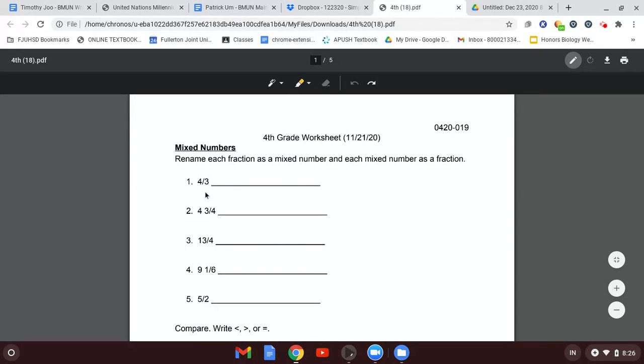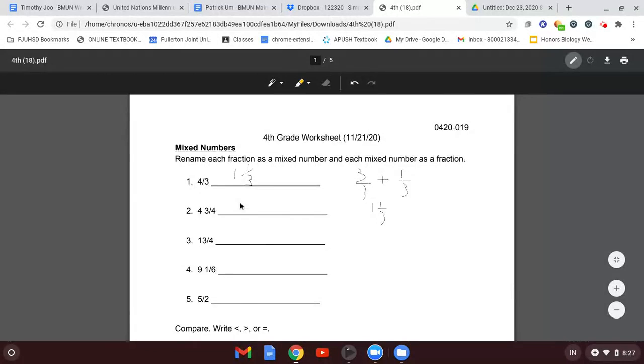So for number one, a mixed number, we can make 4 thirds by adding 3 thirds plus 1 third, right? And then 3 divided by 3 is basically just 1. So it'll be 1 plus 1/3, which equals 1 1/3. This is a mixed number. 1 1/3.